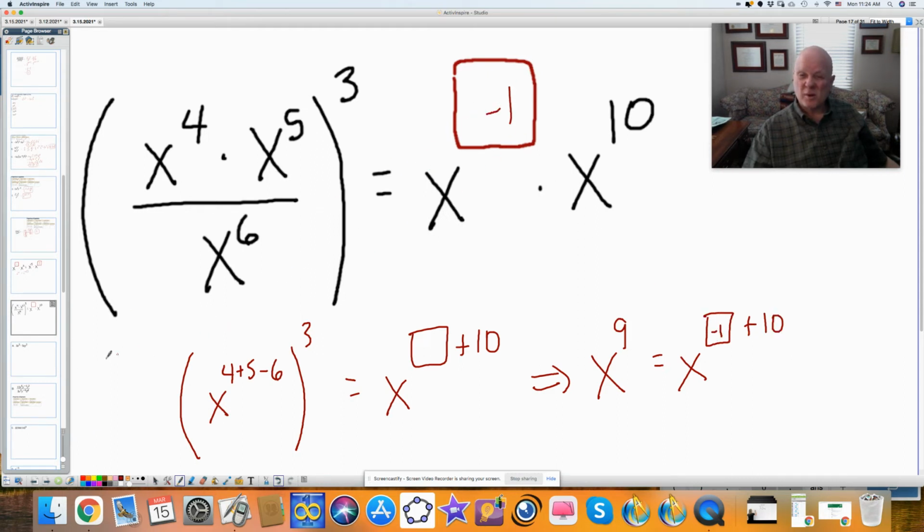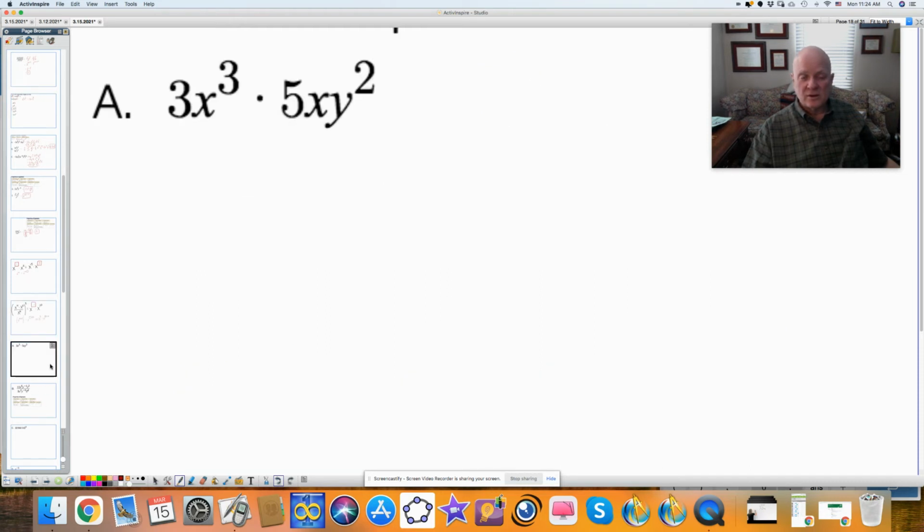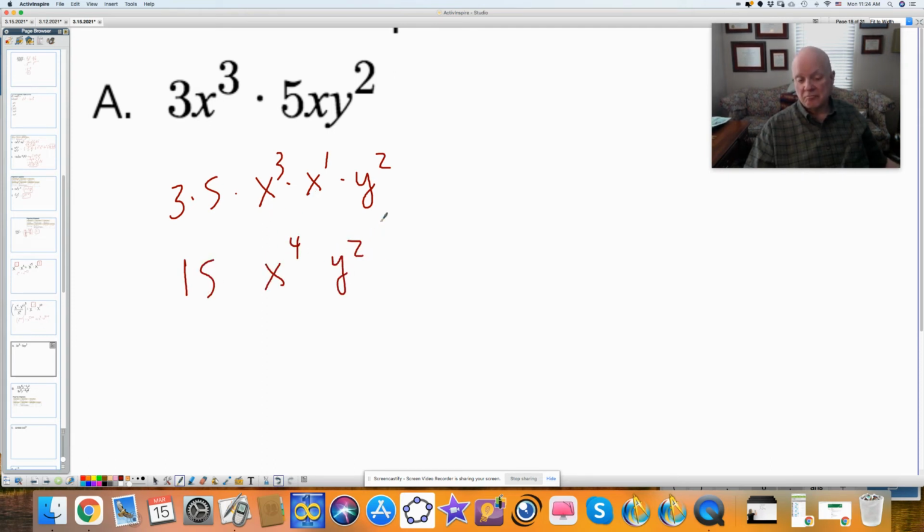This was kind of a fun problem, wasn't it? I thought it was fun. Okay, now I can combine the like terms. Let's see. 3 times 5 times x cubed times x to the 1 times y squared. So this is 15. We have x to the 3 plus 1, which is 4, y squared.